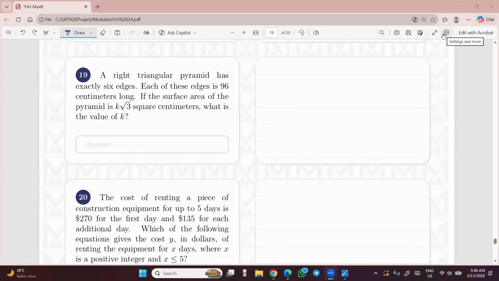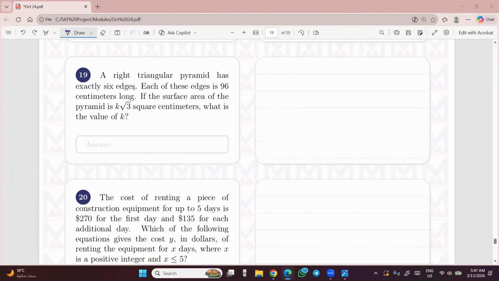Question number 19. A right triangular pyramid has exactly 6 edges. Each of these edges is 96 centimeters long. The word each here is very important because this shows us that these are equilateral triangles. If the surface area of the whole pyramid is k square root 3 square centimeters, what is the value of k?